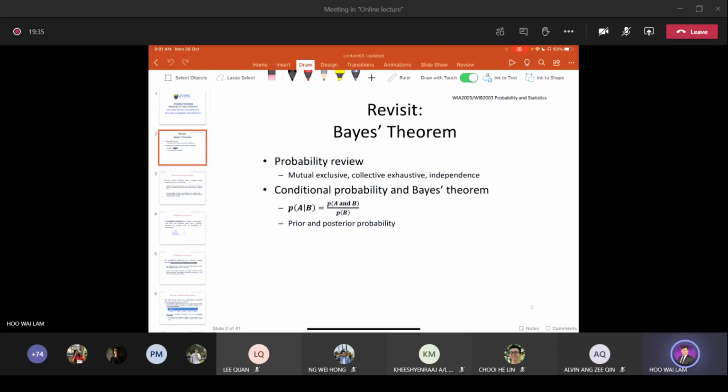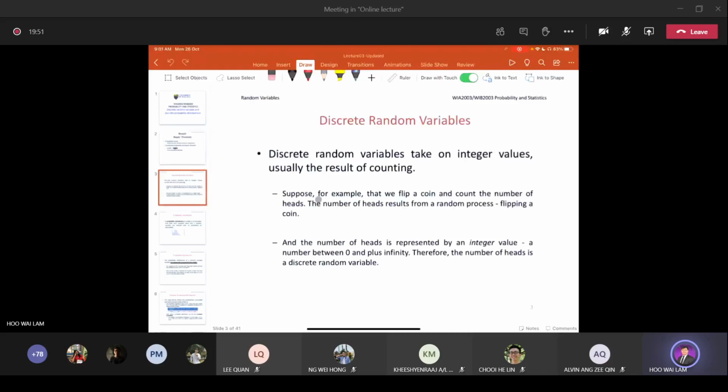So please make sure you have tried it before we start to discuss the answer, right? Because if you don't try it, I mean, if you don't really do it hands-on, it's very difficult for you to catch the meaning of the concept. So we start with discrete random variable.